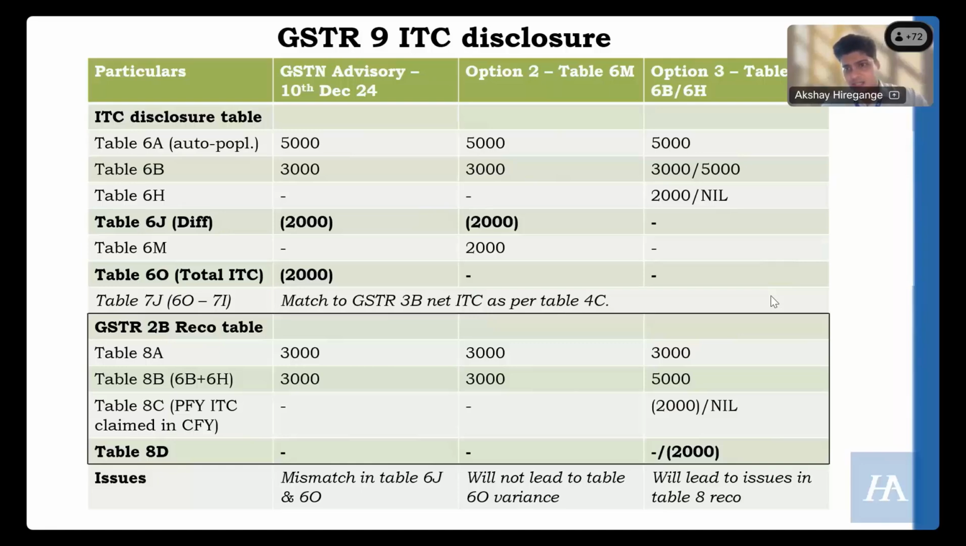Which type of ITC values are to be disclosed in table 6H? 6H is mainly those credits where earlier the ITC was reversed. Now it is being reclaimed on account of Rule 37, which is your 180-day provision. I think even Rule 37A can also be disclosed under the same provisions.